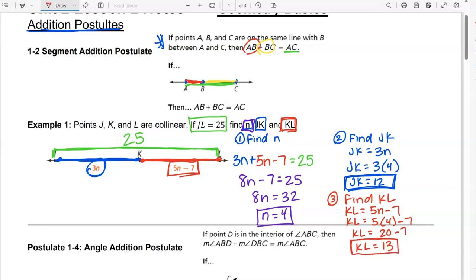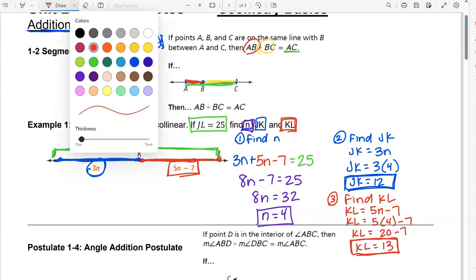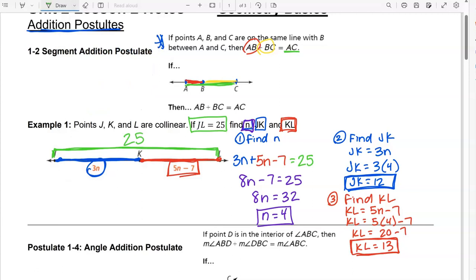Notice that these two are not the same length. We have 12 and we have 13. Segment addition does not mean they are equal. It means that they add to the total. So you could double check this to make sure. Remember, our total is 25. 12 plus 13 gives us 25, which was our total at the very beginning. So we know that we are correct.